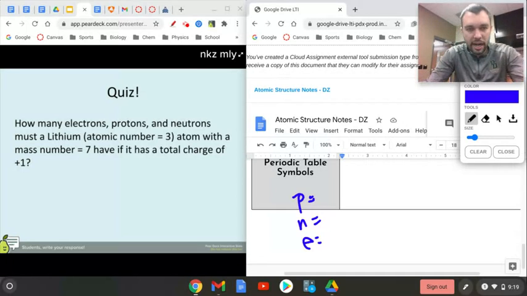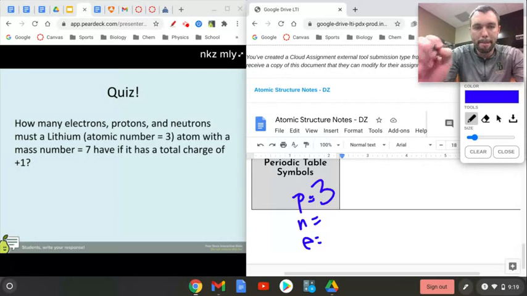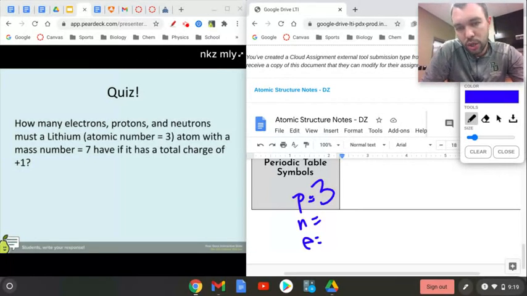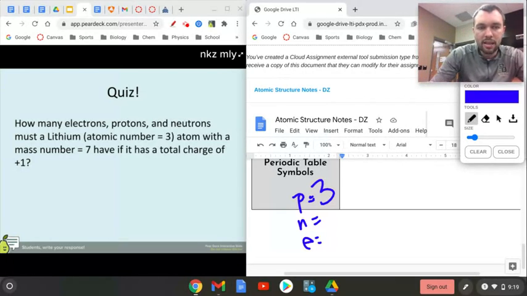Welcome back. All right, here we go. Atomic number is always the number of protons. That's 3. Boom, we got that one. No trick there. Those things are always matched together. All right, mass number is 7.